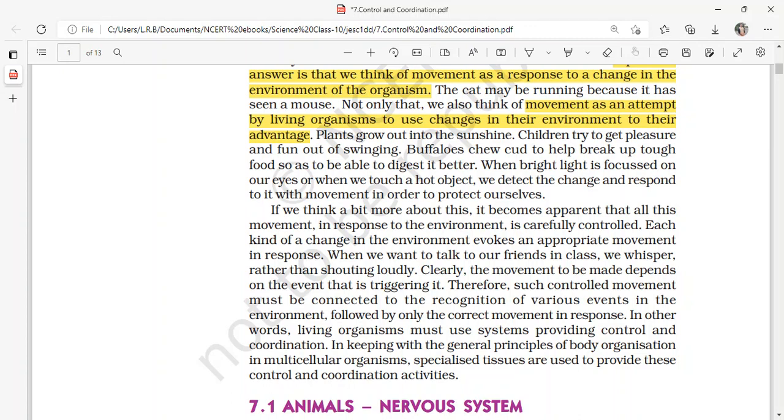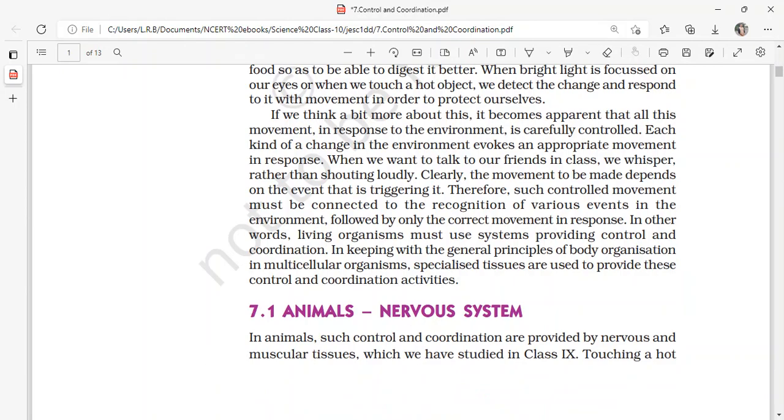When bright light is focused on our eyes or when we touch a hot object, we detect the change and respond to it with a movement in order to protect ourselves. So this is one of the modes of movement. So why do we move? To protect ourselves. So that is one of the reasons for movement.